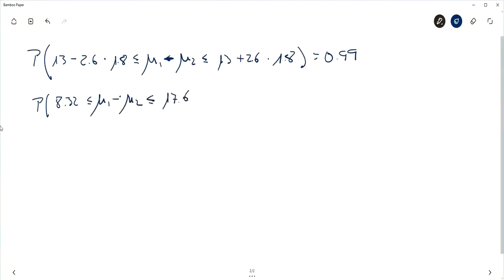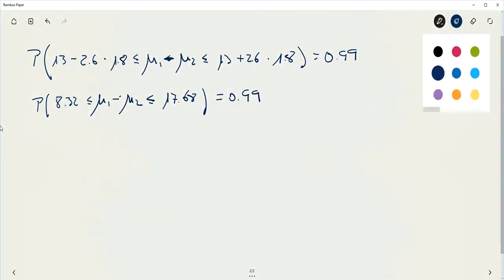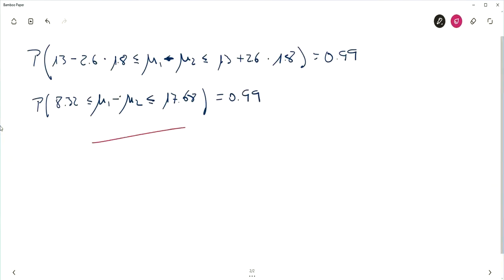So if we have 0.005 on one side and 0.005 on the other side, we have 0.99 in the middle. So the final interval will be 8.32 and 17.68 with a probability of 0.99.